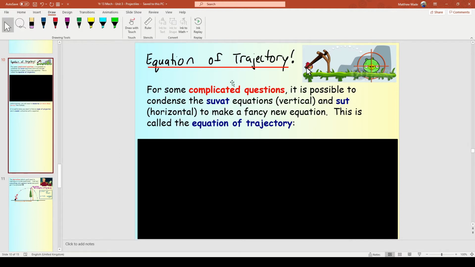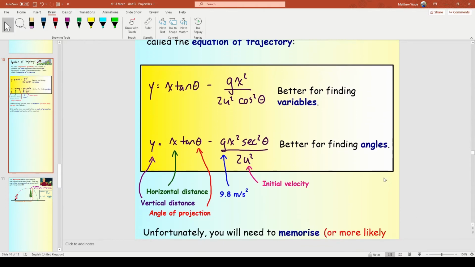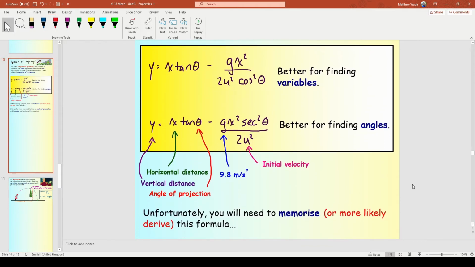So hooray, my lovelies! The title is the equation of trajectory. Now, here's what it is. We've got y equals x tan theta, take g x squared over 2u squared cos squared theta, which is best for variables. And then you've got this one here where the cos theta is moved to the top as a sec squared theta, which you're allowed to do just because they are reciprocal functions, so it can pop up to the top.